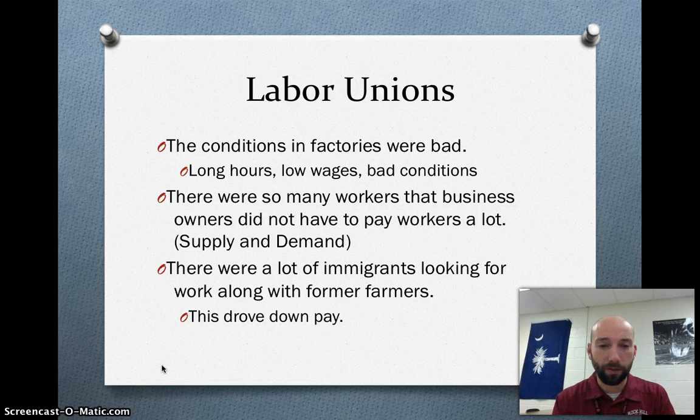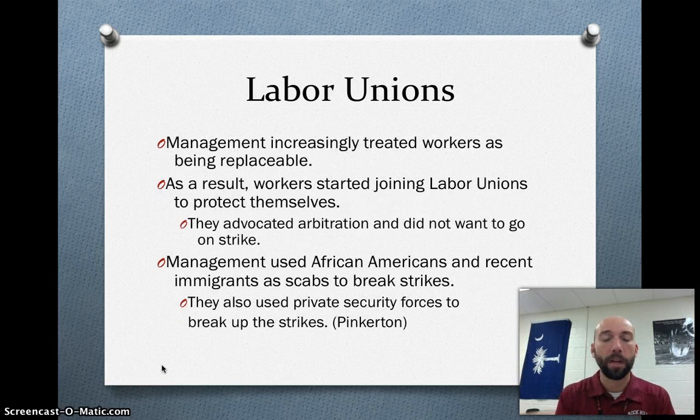There are a lot of immigrants looking for jobs, along with farmers who left the farms and came to the cities to find jobs. And this drives down pay. Same idea of supply and demand. There's a lot of workers, not a lot of jobs, so the pay is going to be pretty low. Management really treats workers as replaceable, which they are. And so they don't really try to fix conditions. They don't really try to negotiate with workers because they don't really need to.